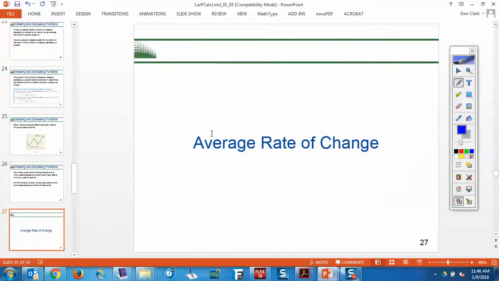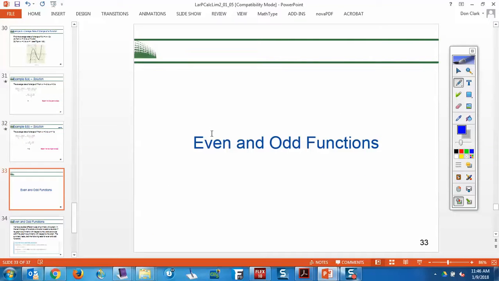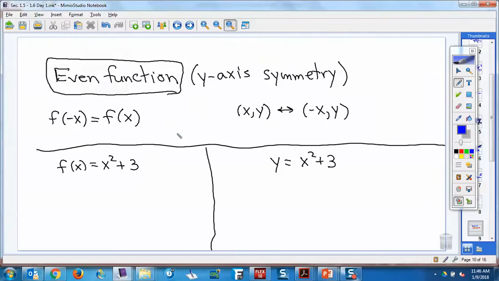All right, so next thing we want to talk about is even and odd functions. Okay, so we're going to skip a bunch of this stuff here. We're not interested in that. Okay, even and odd functions. Now, didn't I mention these the other day? I think I mentioned these when we were doing our symmetry things. Okay? But basically, even and odd functions are this.